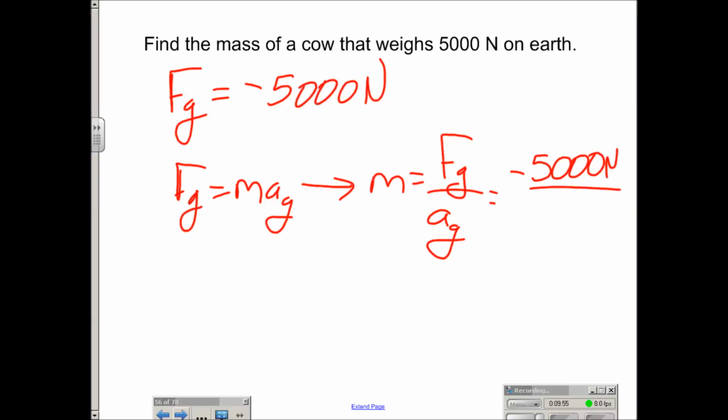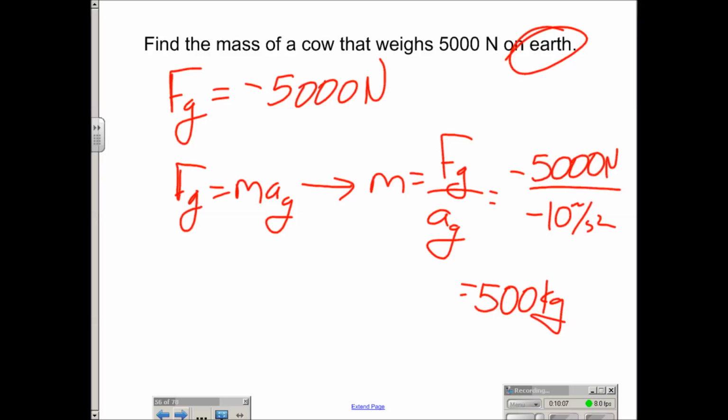The acceleration of gravity on Earth is negative 10 meters per second squared. So we've got a cow that has a mass of 500 kilograms. There's the mass of your cow. Please notice you cannot have a negative mass ever, ever, ever.